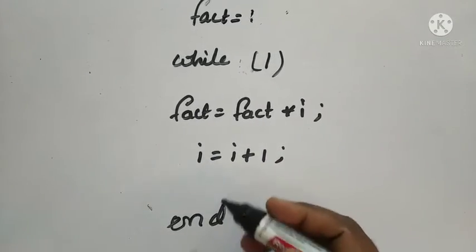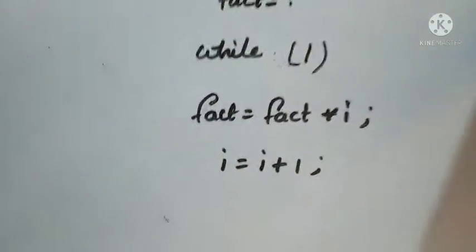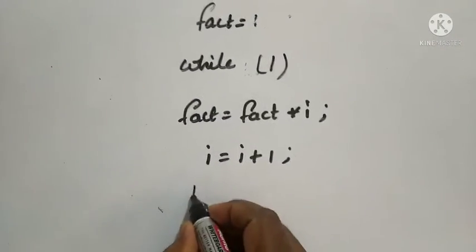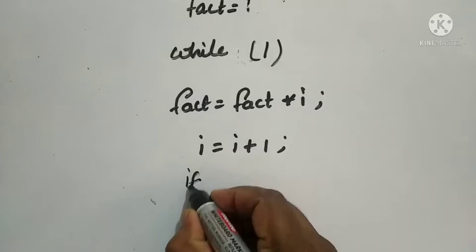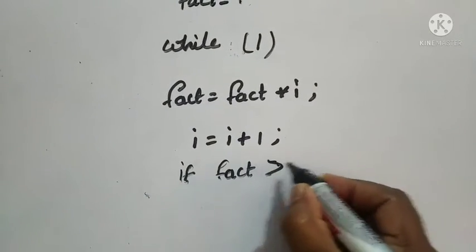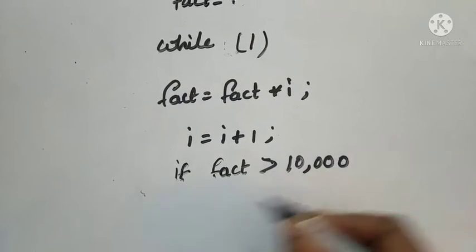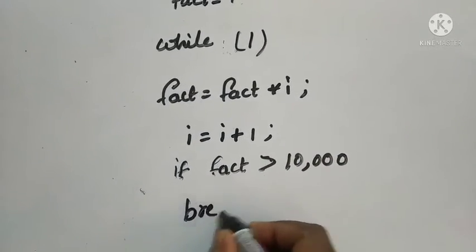So in order to make the factorial come out of the loop after getting the value 10,000, I can use an if statement here: if the value of fact is greater than 10,000, then break.